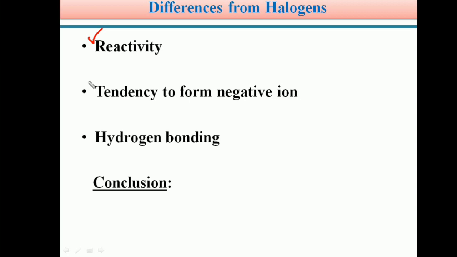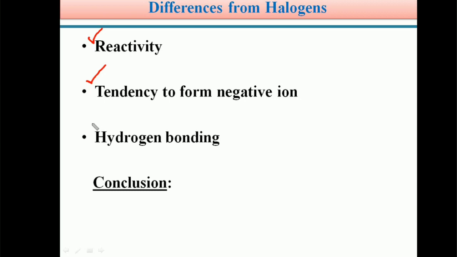Next difference between hydrogen and halogens is the tendency to form a negative ion. Students, hydrogen forms an anion, but its formation is very low when compared with halogens. Halogens readily form an anion by taking an electron, but hydrogen does not readily accept an electron and form an anion. So we can state that the anion formation of hydrogen is very low when compared with halogens. Halogens very quickly form an anion, but hydrogen does not form an anion that rapidly. So the formation of an anion with hydrogen is very slow when compared with halogens.